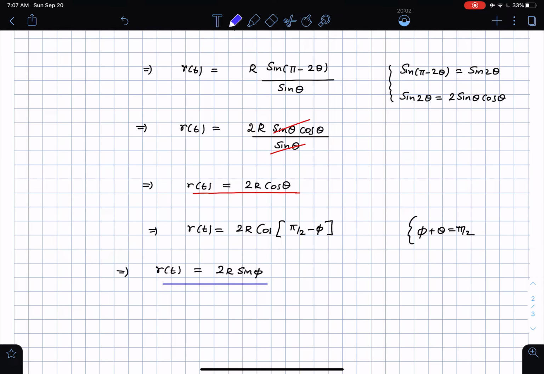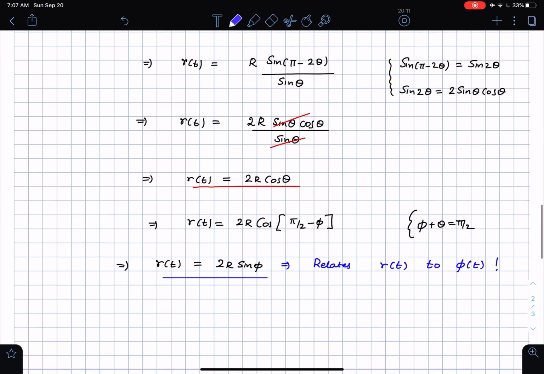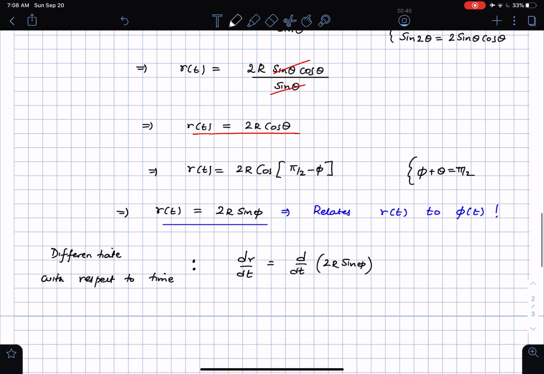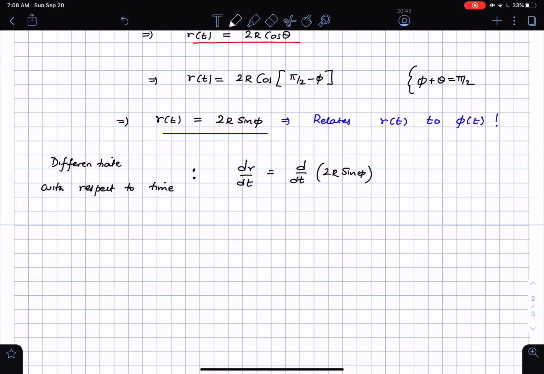Okay, so this is an important thing. So this relates r of t to phi of t. Okay, which means that I'm going to do the differentiation of this quantity. Okay, so differentiate with respect to time, and then I get dr by dt. This is equal to 2 times, so let me do this carefully, d by dt of 2 times r times sine phi. Okay, now I'm going to use the chain rule, okay, and then the product rule.